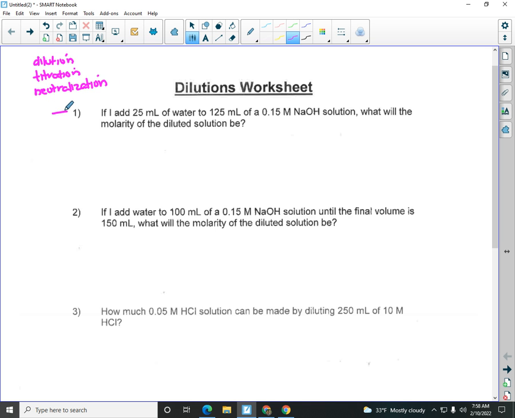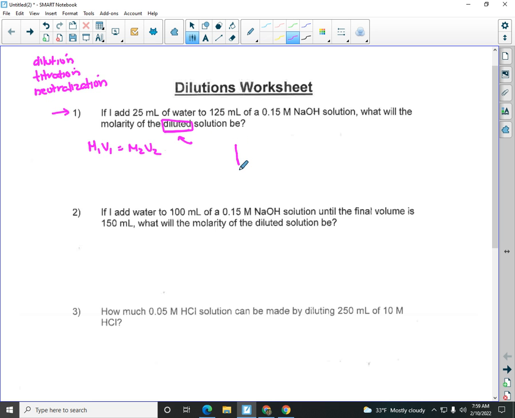Okay, so if we look at this question right here, it says if I add 25 milliliters of water to 125 milliliters of a 0.15 molar sodium hydroxide solution, what will the molarity of the diluted solution be? That's the key word right there in that question. Diluted means I'm going to use the dilutions formula. So let's write it down. M1 V1 equals M2 V2. Every single time I see any of these words, dilution, titration, neutralization, first thing I do is I write that formula down.